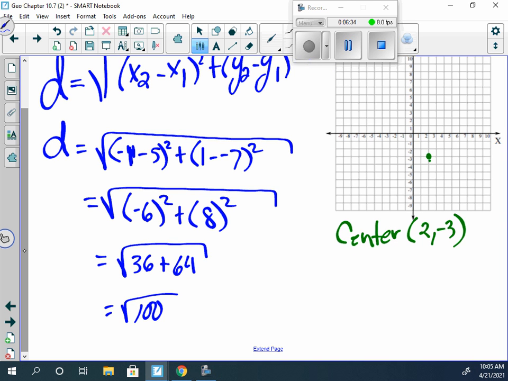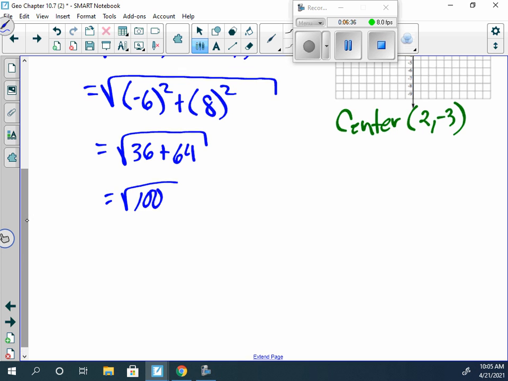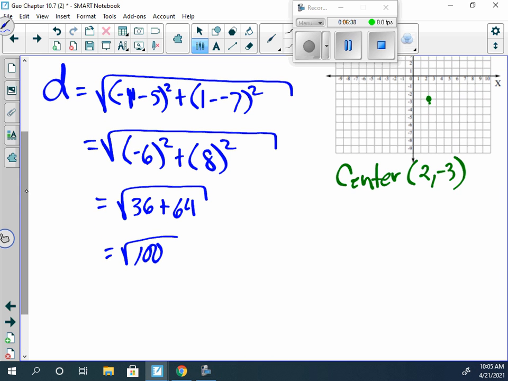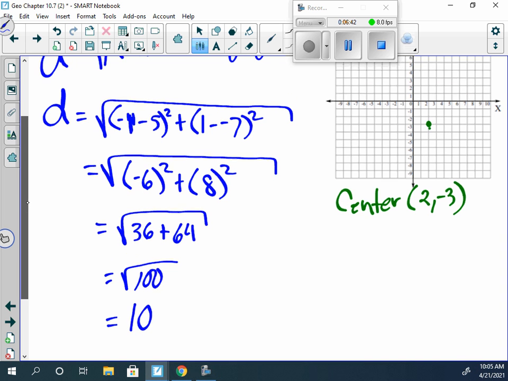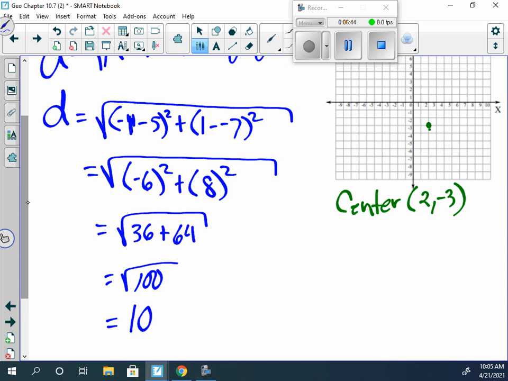And 36 plus 64 is 100. And the square root of 100 is 10. So the distance from endpoint to endpoint is 10. So the diameter of this here would be 10. And our radius exactly would be 5, because the diameter is twice the radius.